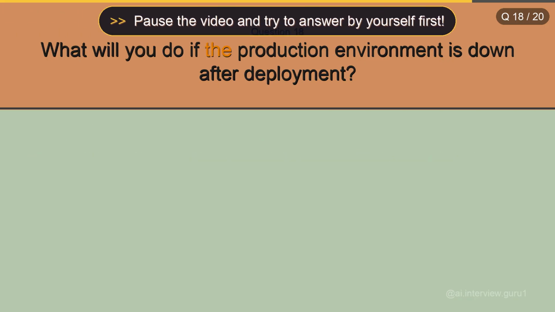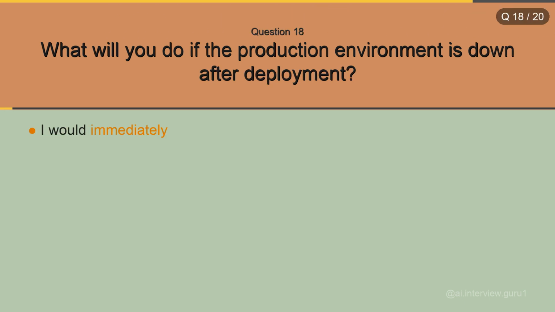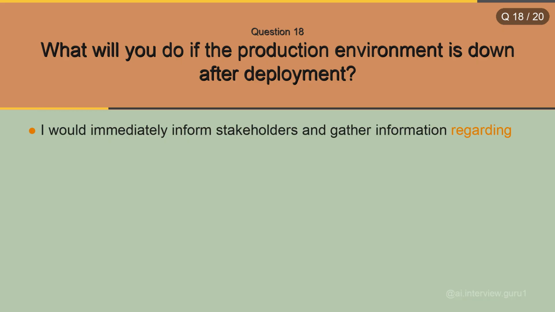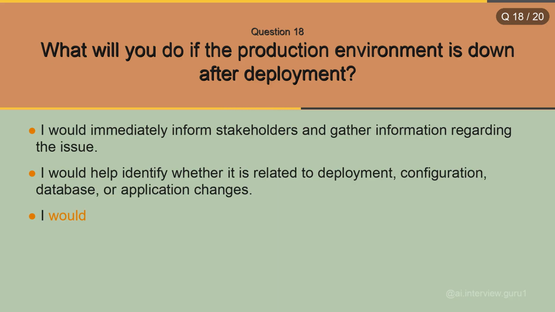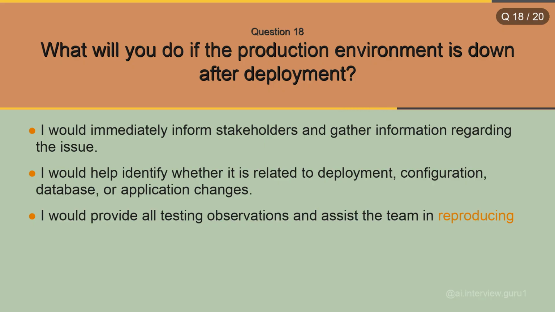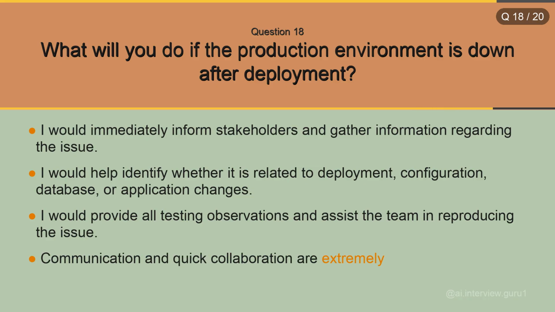What will you do if the production environment is down after deployment? I would immediately inform stakeholders and gather information regarding the issue. I would help identify whether it is related to deployment, configuration, database, or application changes. I would provide all testing observations and assist the team in reproducing the issue. Communication and quick collaboration are extremely important during production issues.